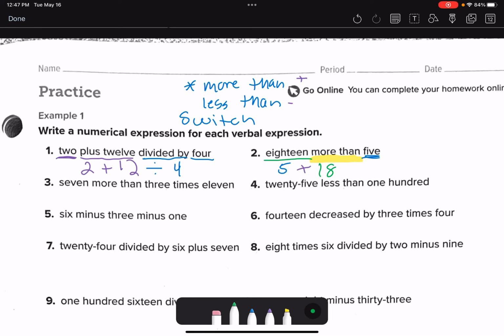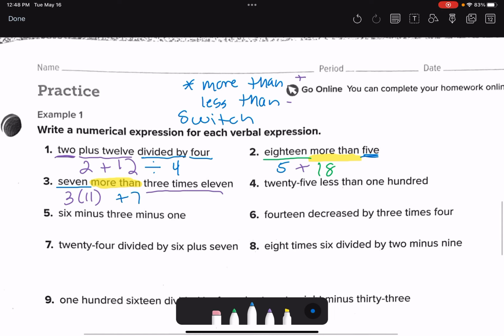All right, let's take a look at number 3 here. It says 7 more than 3 times 11. So that phrase, we got that more than, that indicates addition, and that indicates we are switching things around. And it's addition to what? 3 times 11. So I'm going to do 3, and you could do it any of the ways that we talked about. I'm going to go like this with parentheses. And then after the more than, we're going to put plus 7. So this is now the phrase. Again, that is because that phrase more than switches it around.